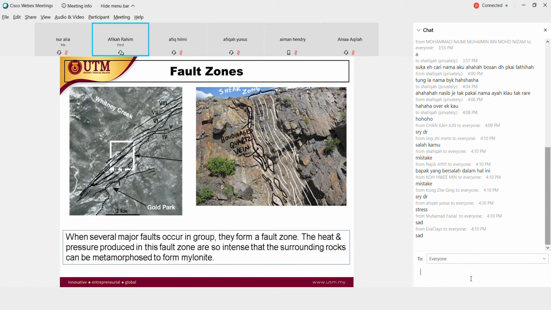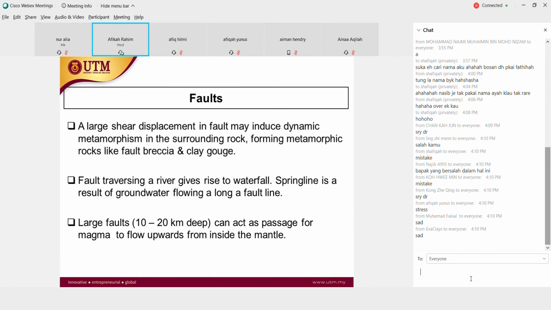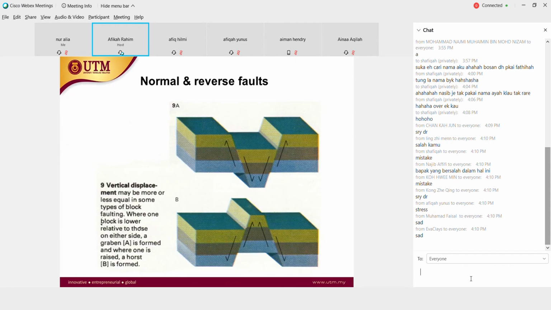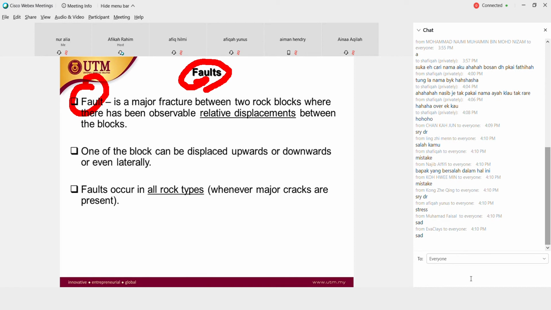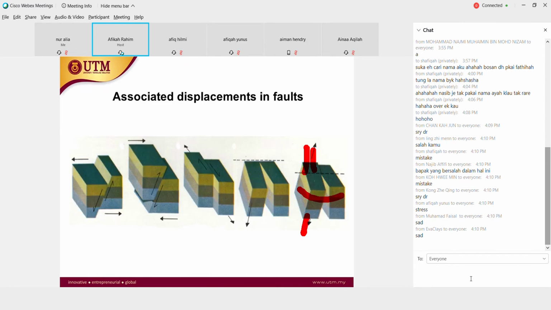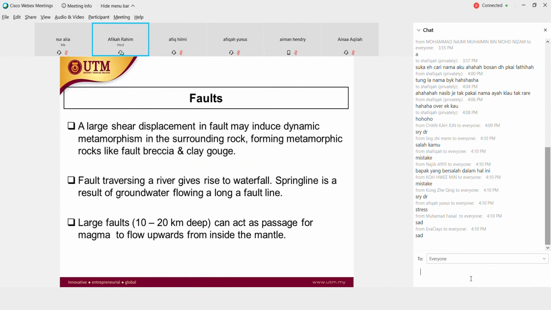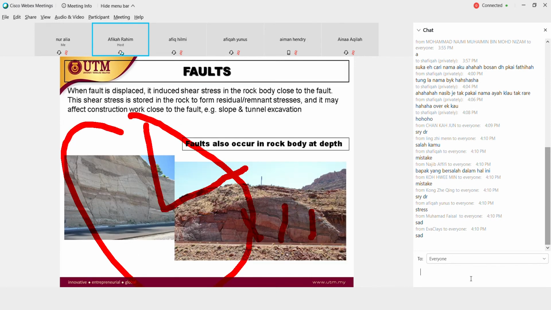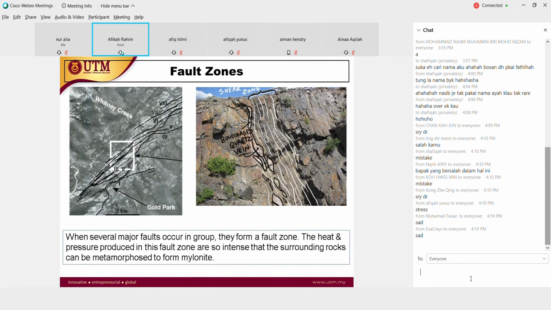This one is a sample of a lot of faults in this area. We call an area with a lot of faults a shear zone. A shear zone is where the faults are accumulated, terkumpul. That's why they call it a problem area for construction. It's a disturbed area because there are a lot of faults accumulated in one area. So it's a complex idea.